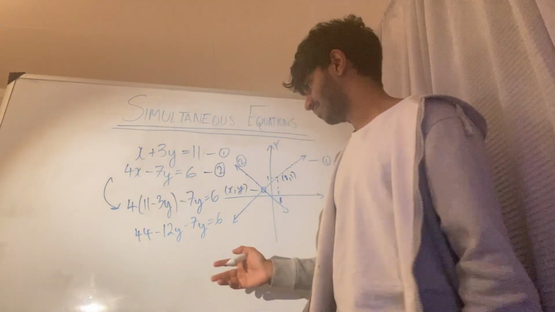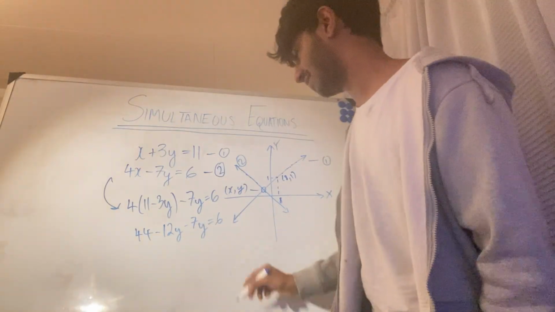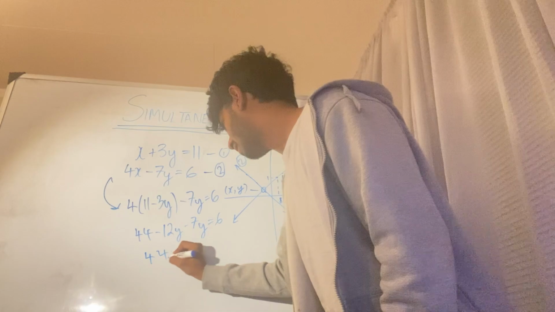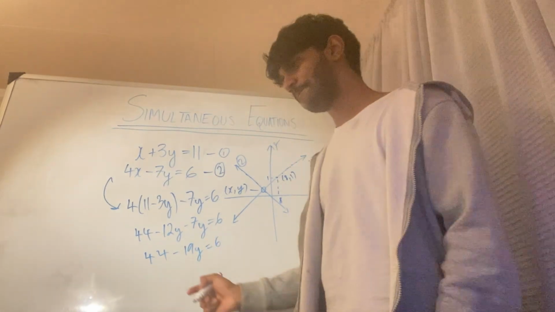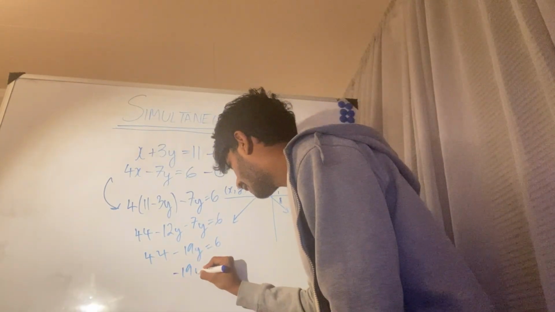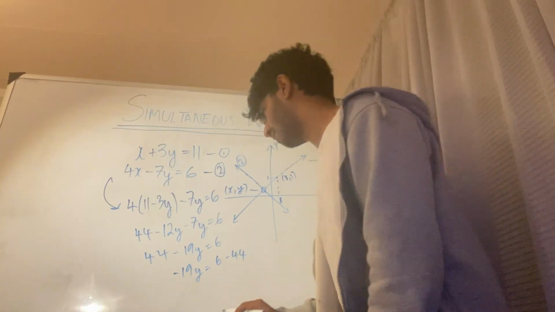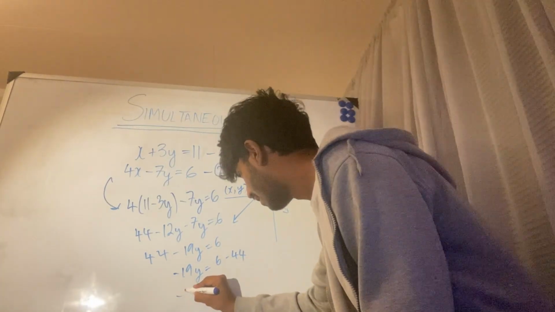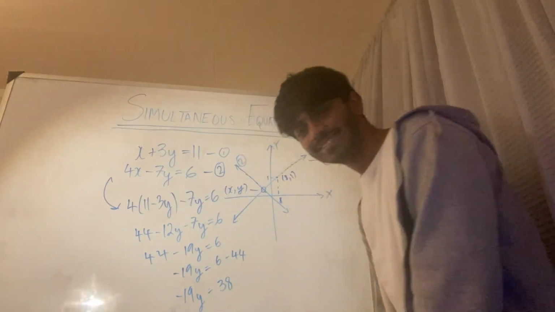Now what do we do? Just simple math, really. We find the like terms, which are these y's. So we have 44 minus 19y equals 6. Now we minus 44 on both sides. We get 19y equals 6 minus 44. And what is 6 minus 44? 6 minus 44 is 38.